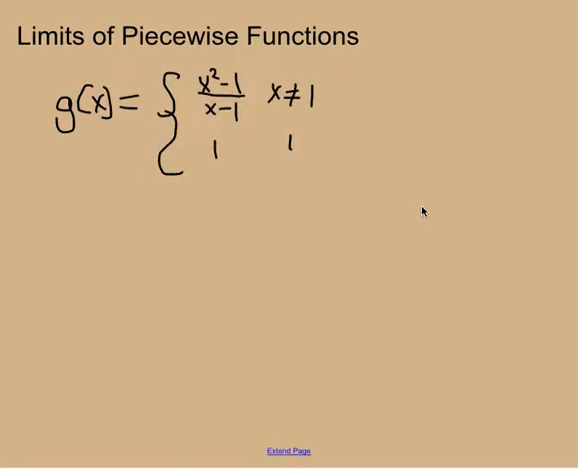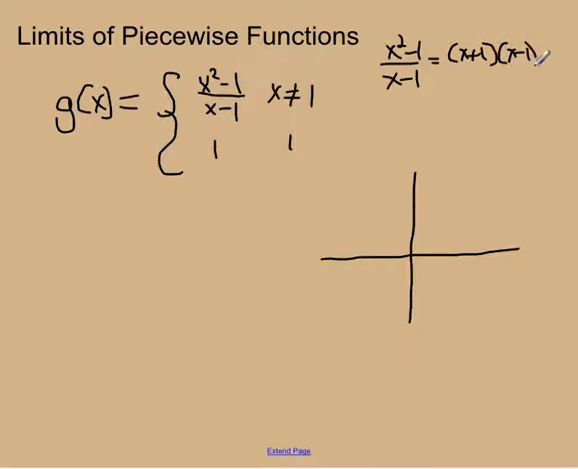Okay, we're going to look at piecewise functions here. My favorite way to look at a piecewise function is by graphing. So we're going to graph this function, and let's just review. If we take a rational function like x squared minus 1 over x minus 1, that's going to be the same as x plus 1 times x minus 1 over x minus 1, and it looks like right here we're going to have a hole at x equals 1.